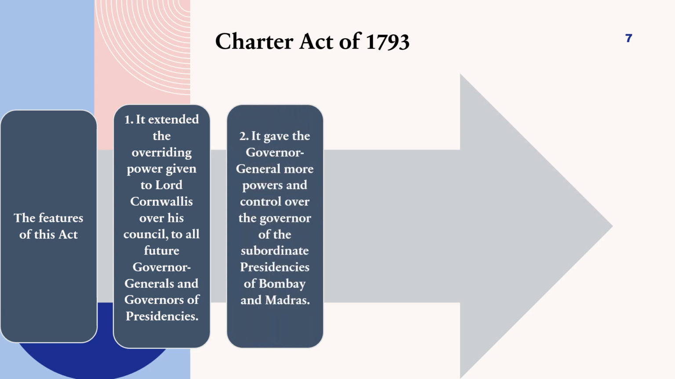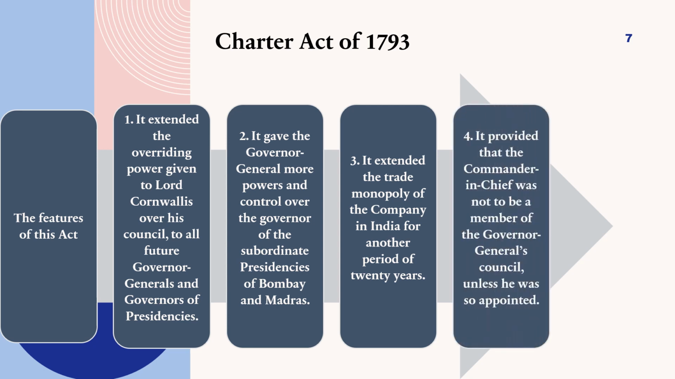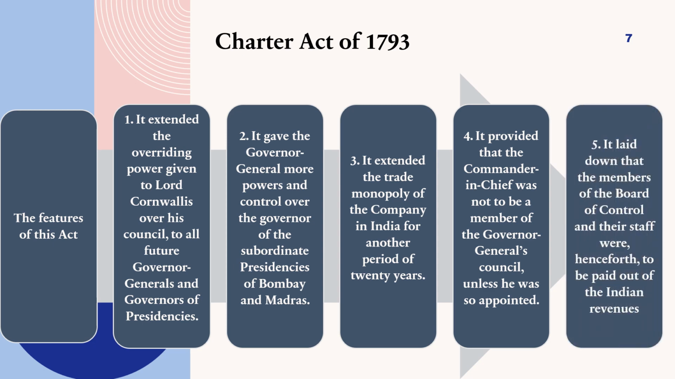It extended the trade monopoly of the company for another 20 years, and it provided that the commander in chief was not to be a member of the governor general's council unless he was so appointed, and it laid down that the Board of Control and its staff should be paid out of the Indian revenue.